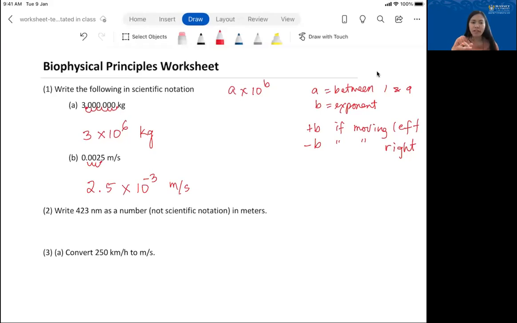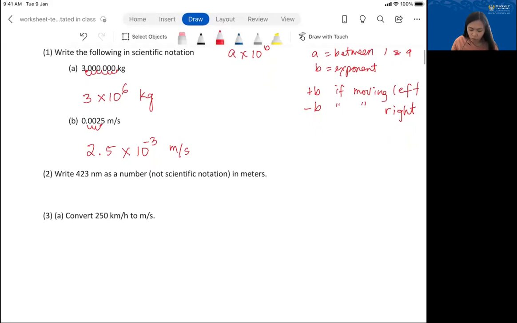All right, so as usual, if you have any questions as we go along, just type them in the chat box. I'll periodically keep an eye out for your questions and address them as we go along. All right. Okay, so for the next question, write 423 nanometers as a number, not scientific notation, but as a number in meters. So this is a number. In this form, this is scientific notation. What is given to us is prefix form.